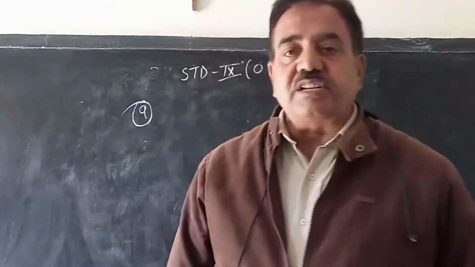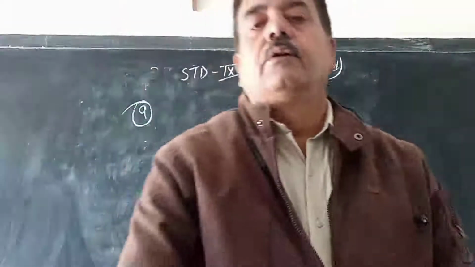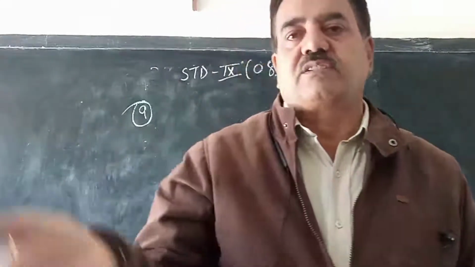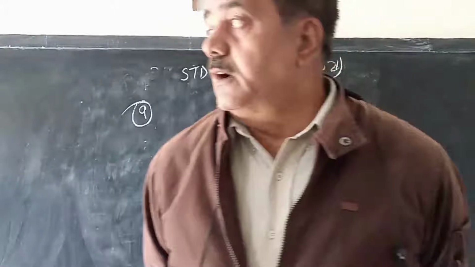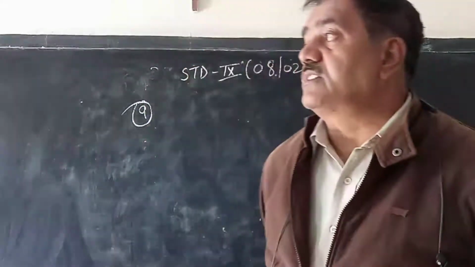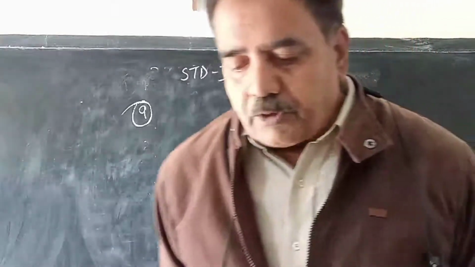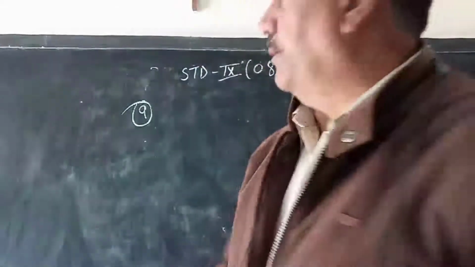Now, how much distance will the wheel cover? If a wheel makes one complete rotation on the earth, it will cover a distance equal to the circumference of the wheel. So first of all, you find out the circumference of the wheel.